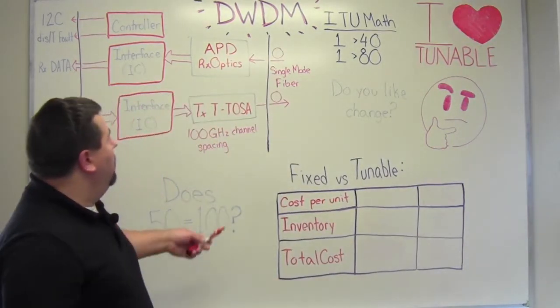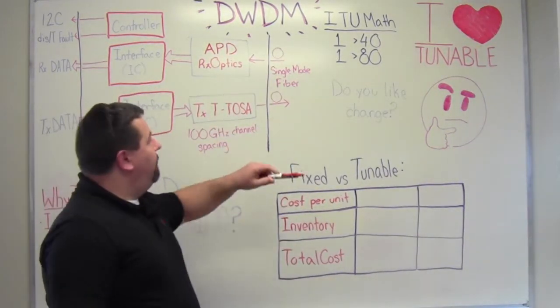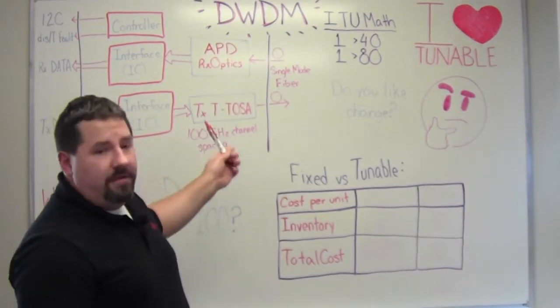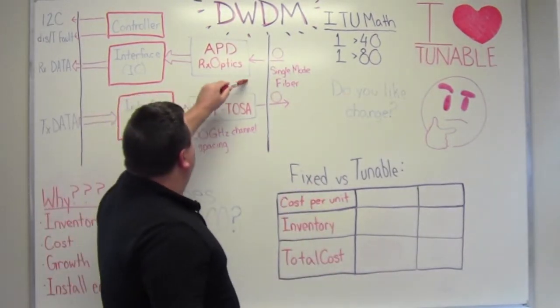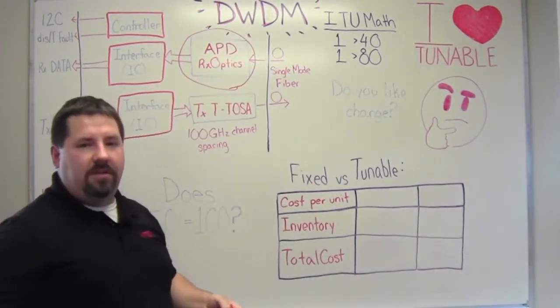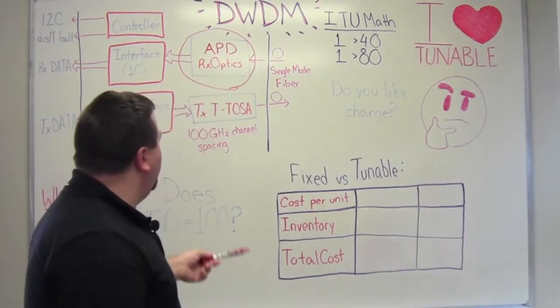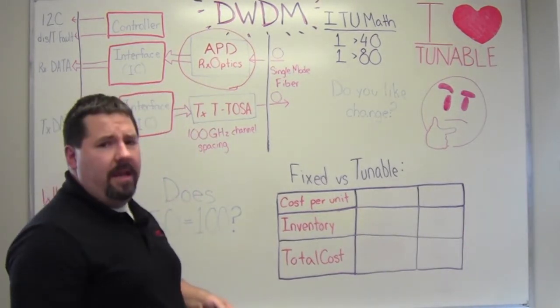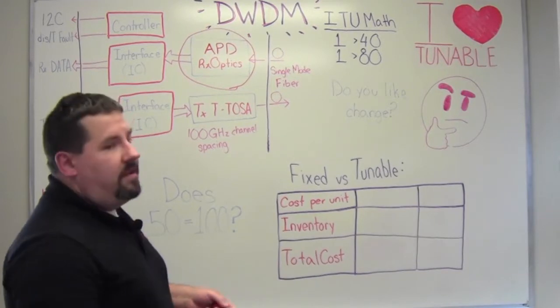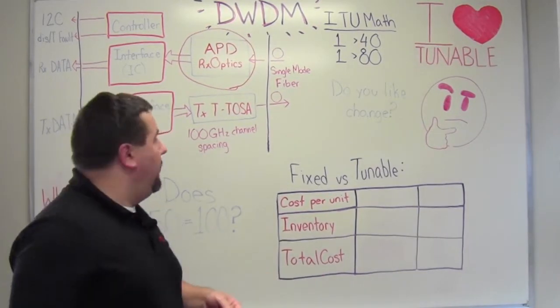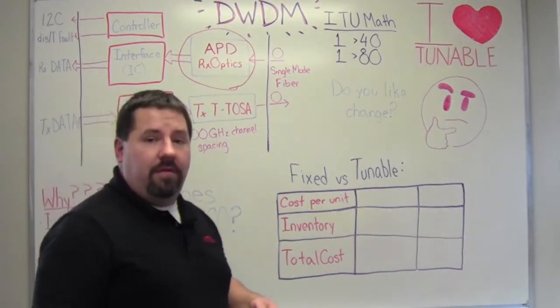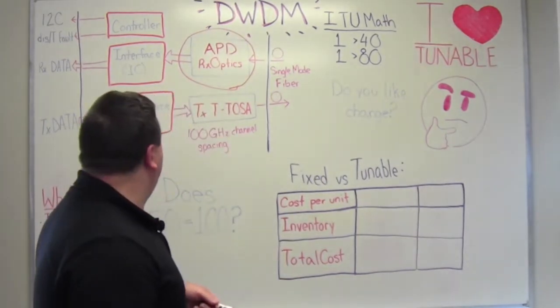So basically we're looking at our receive and transmit. On the receive side, our fixed and our tunable optics are going to be pretty much similar. We're going to typically have an ADP that's coming in, receiving all of our single wavelengths or multiple wavelengths, and it's going to process it through the rest of the interface on the transceiver.